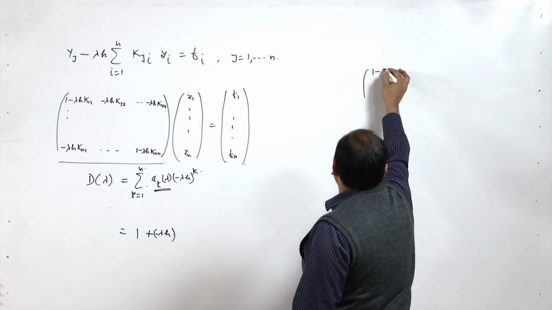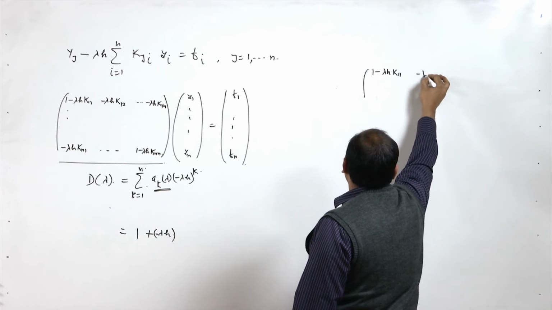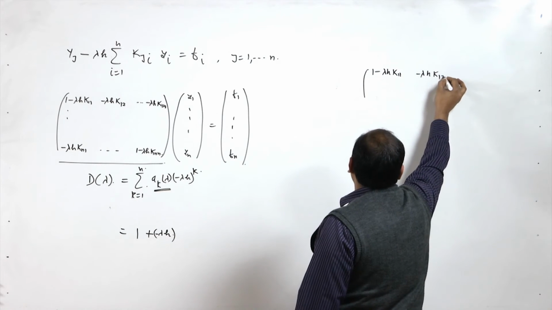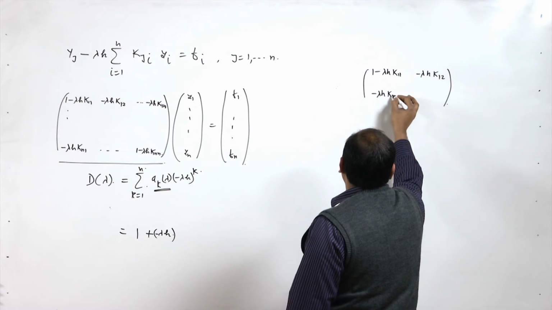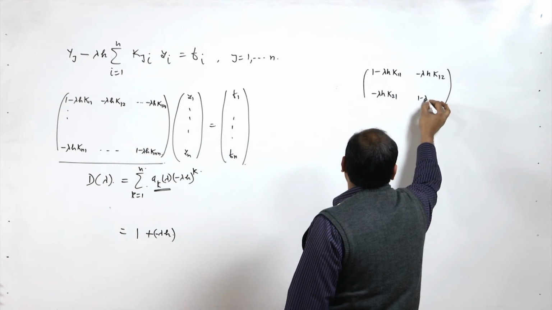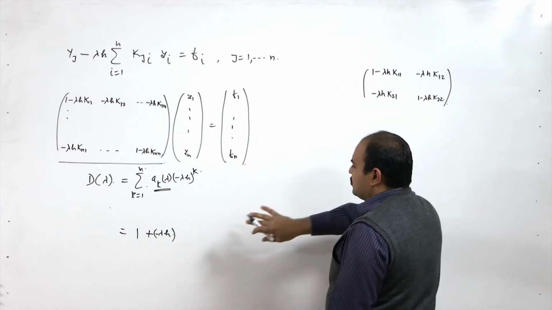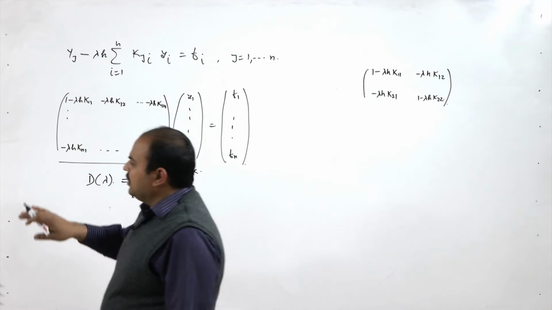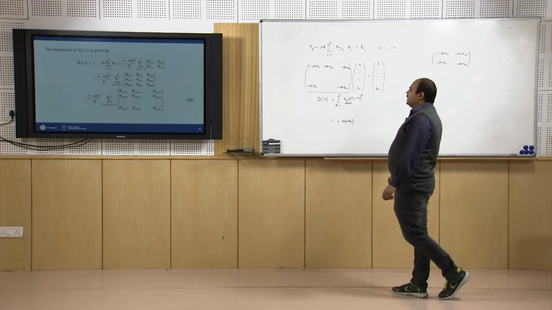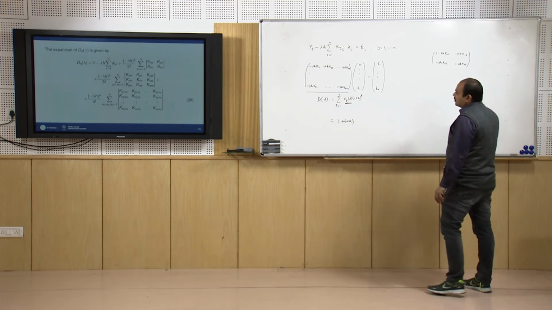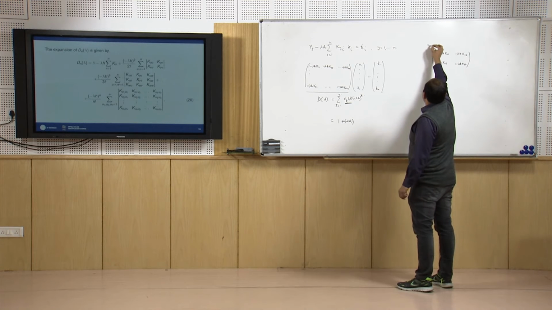So here we simply take 1 minus lambda h k11, minus lambda h k12, and here we have minus lambda h k21 and 1 minus lambda h k22. I am just showing that the expression given in equation number 20 is the correct one. So for that, let us take n equal to 2.